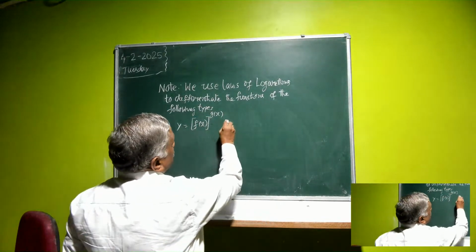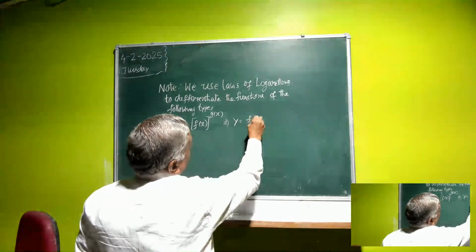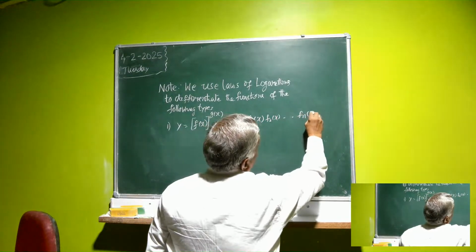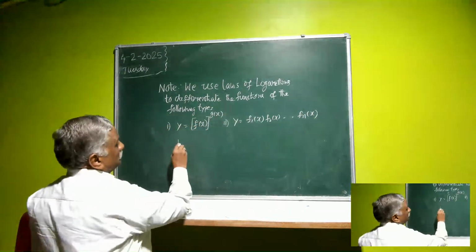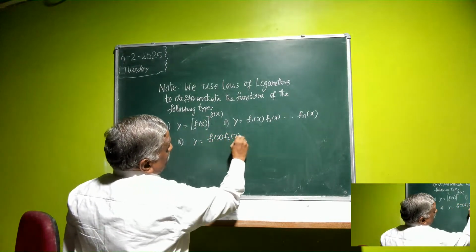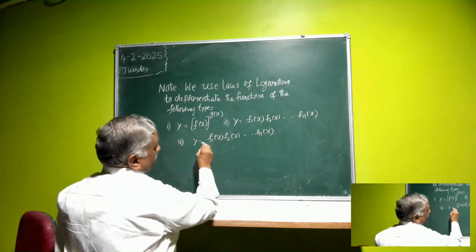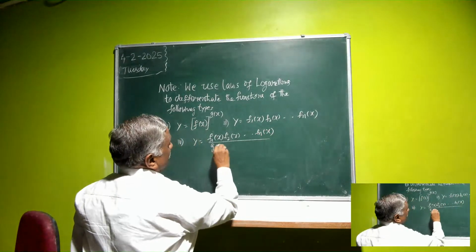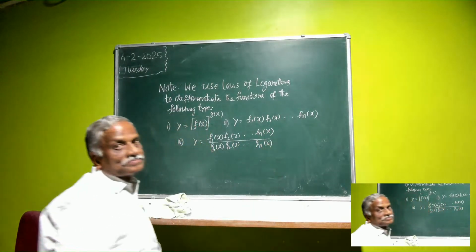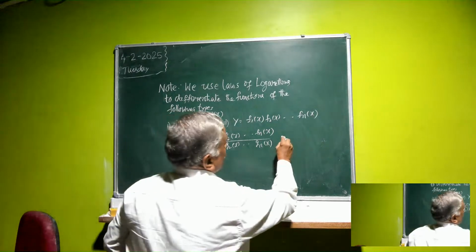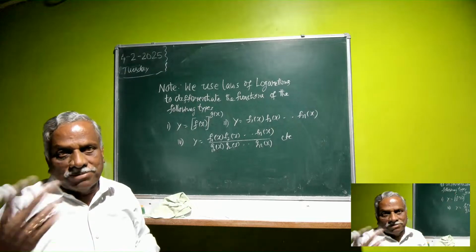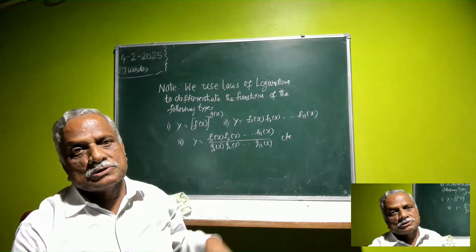The second one, y is equal to f1x into f2x into etc. fnx. The third one, y is equal to f1x into f2x etc. fnx divided by g1x into g2x etc. gnx. There are other types also, I have just taken 3 cases. So whenever you notice problems where the power is also a function of x, then use logarithms.